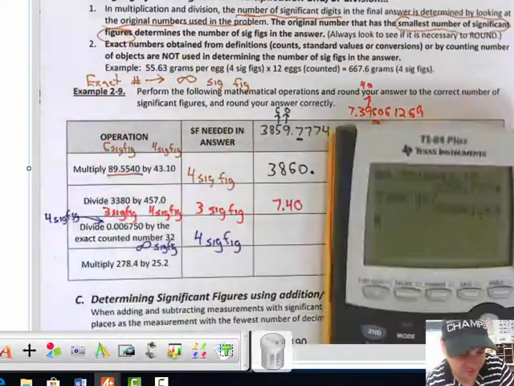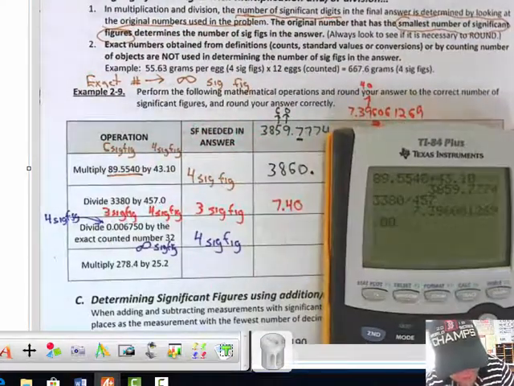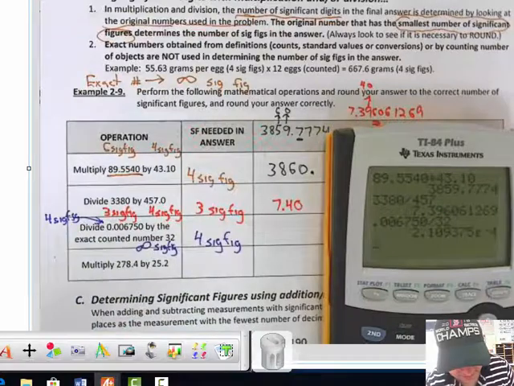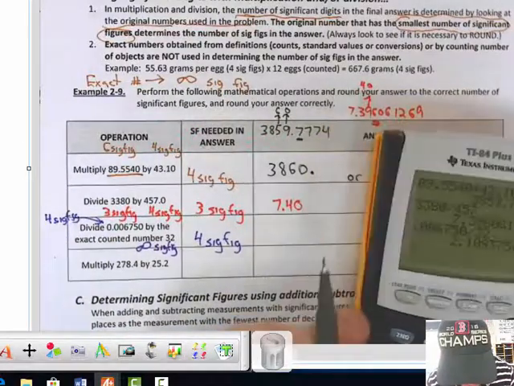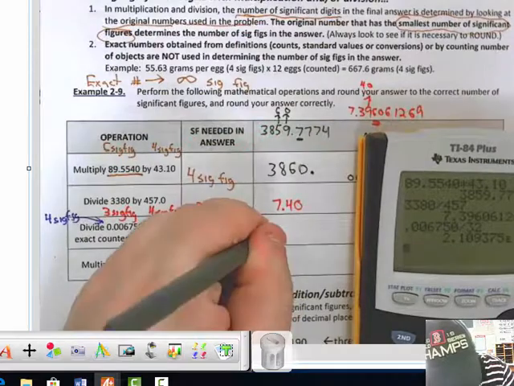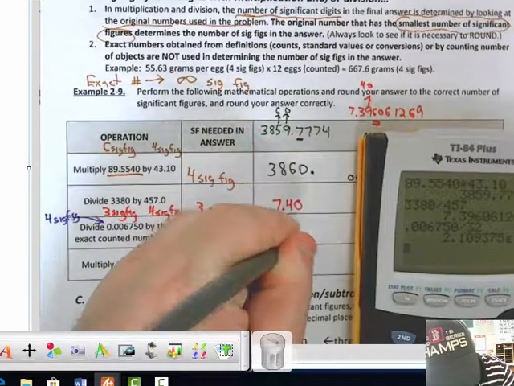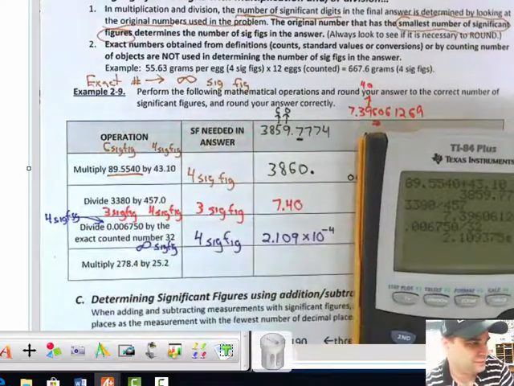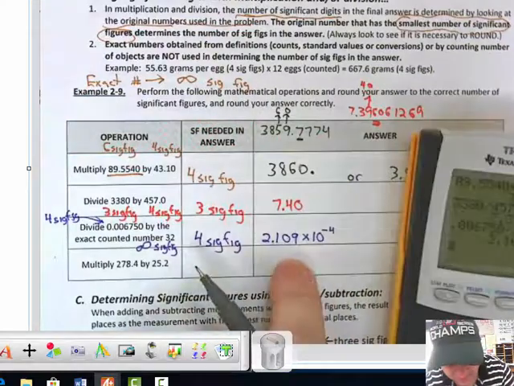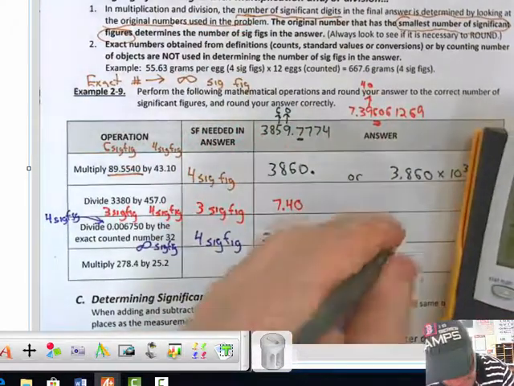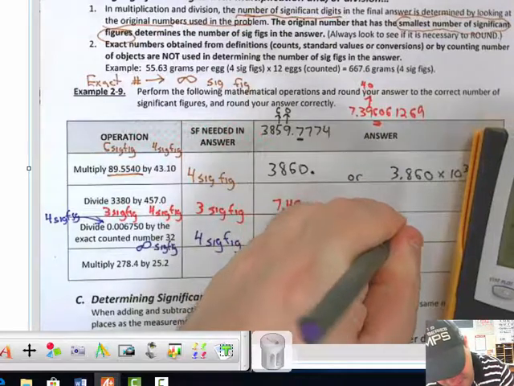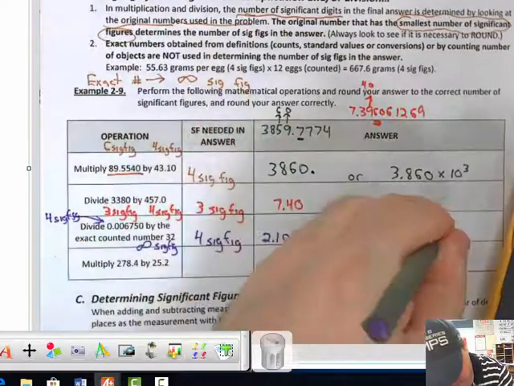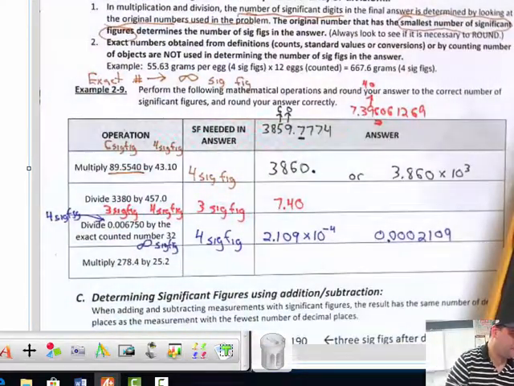Okay, so let's do this calculation on the screen here. 0.006750 divided by 32. Oh, this one comes out in scientific. How nice. So I'm going to write down the answer in scientific. 2.109 times 10 to the negative 4. Because I want 4 significant figures, so I just chop off the 3. Or that would be 0.0002109 if you're writing it as a regular number.